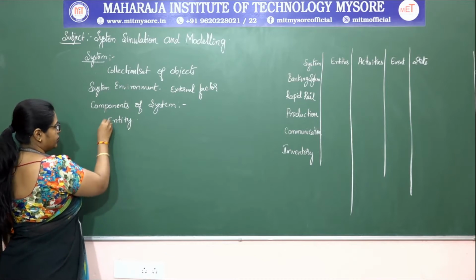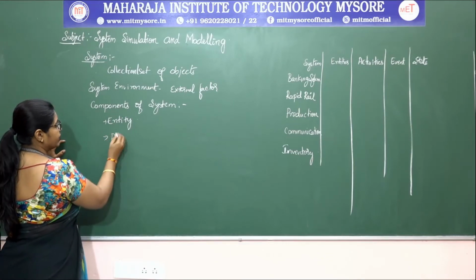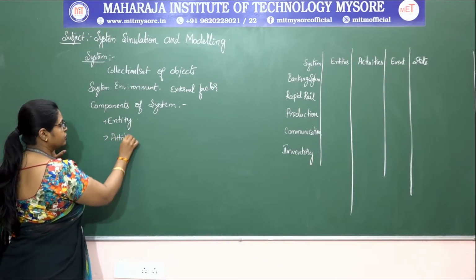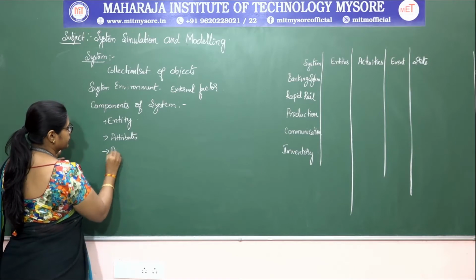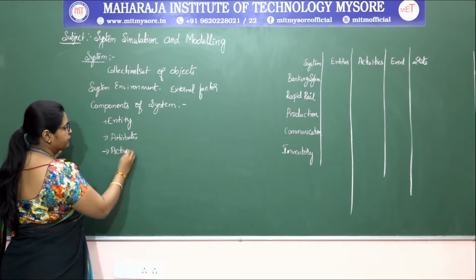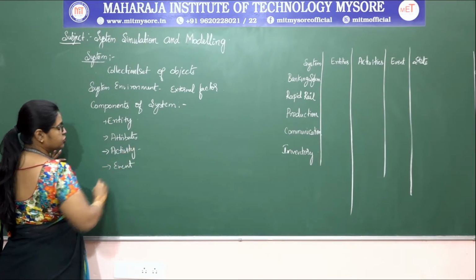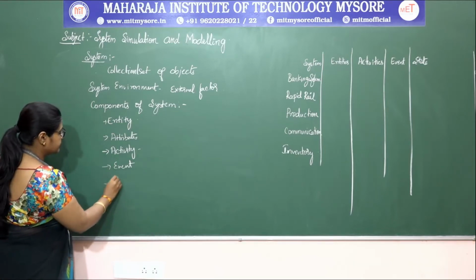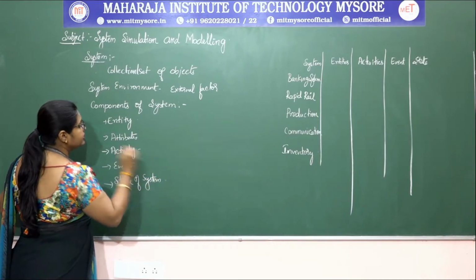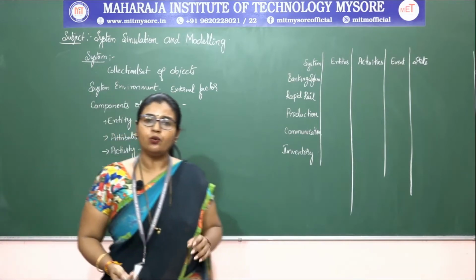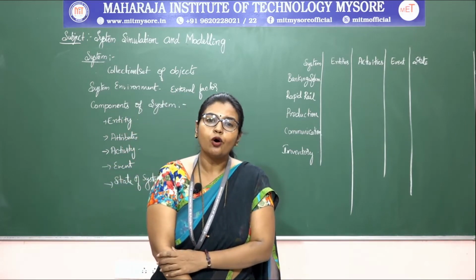So next, as we know, an object is nothing but an entity, right? So here entity, and each entity will have its own attributes, right? And each entity will perform some activity, and an event is going to take place, and then the state of the system. So let us learn one by one. What do you mean by entity? Entity is nothing but an object of interest.